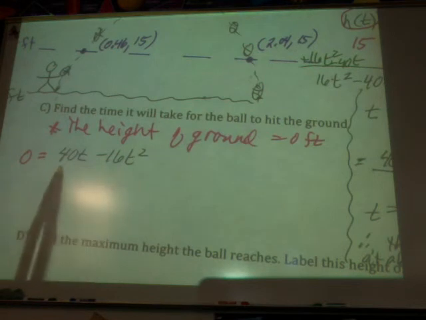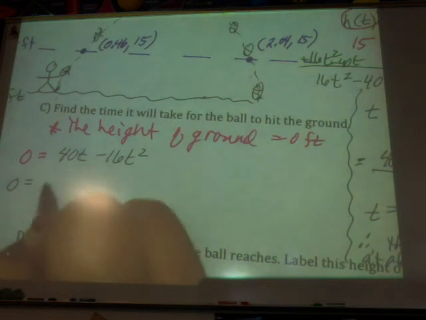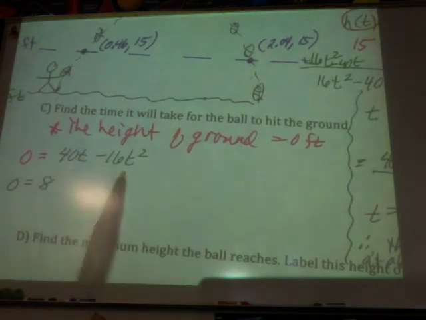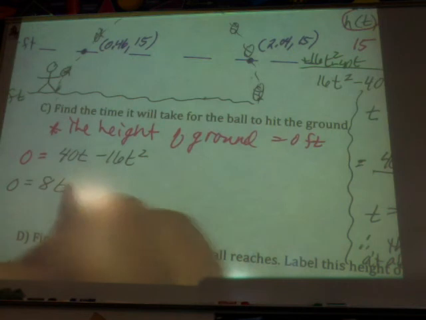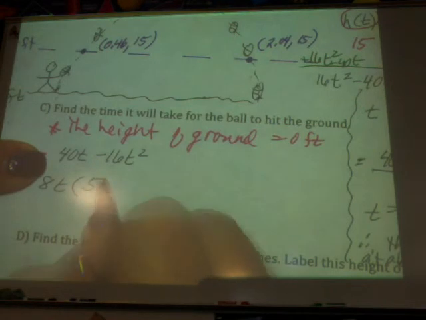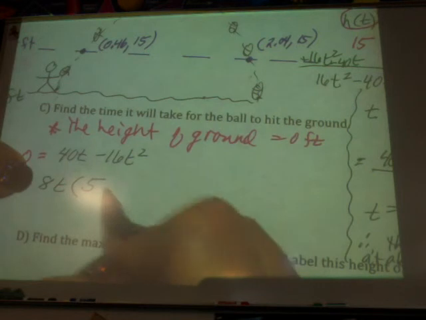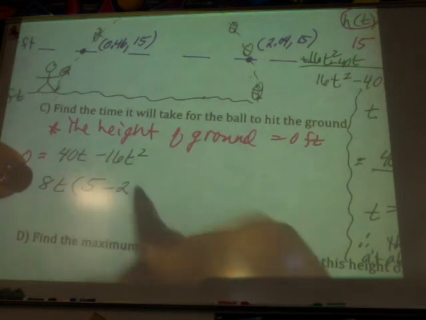It has a GCF of what between 40 and 16? 8, right? 8 goes into 16 and 8 goes into 40. So I've got 0 equals 8, and then they have a t in common, right? So that comes out in front. What is 40 divided by 8? 5, and then the t divided by t goes away. Negative 16 divided by 8, negative 2, t squared divided by t is t.